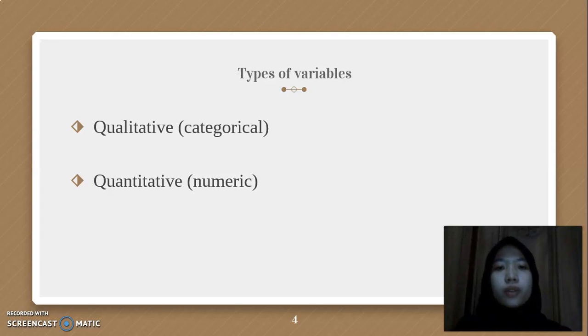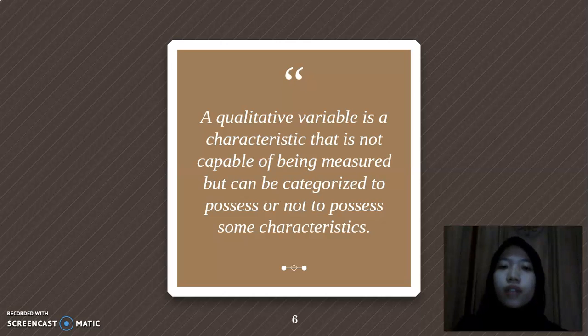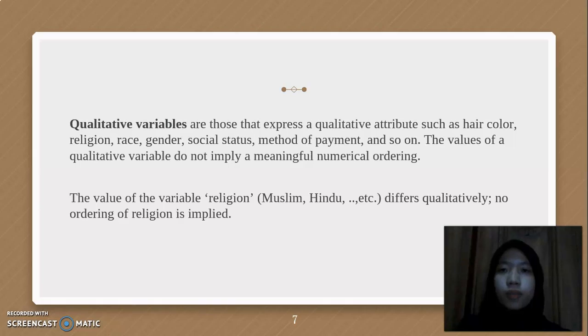There are two types of variables: qualitative or categorical, and quantitative or numeric. The first type is qualitative variables, also called categorical variables. A qualitative variable is a characteristic that is not capable of being measured but can be categorized to possess or not to possess some characteristics.